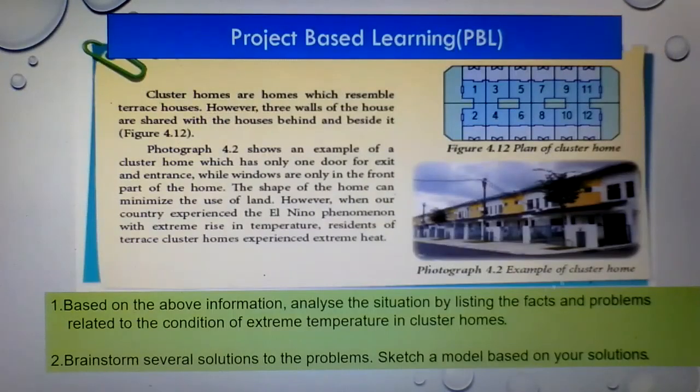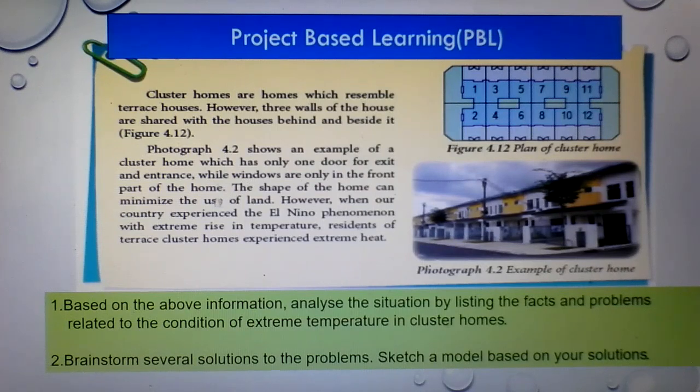Okay, at the end of this topic 4.2, there is one project that can be carried out. We can make it a project-based learning, PBL. This is about cluster homes. Cluster homes are homes which resemble terrace houses. However, three walls of the house are shared with the houses behind and beside it. Photograph 4.2 shows an example of a cluster home which has only one door for exit and entrance, while windows are only in the front part of the home.